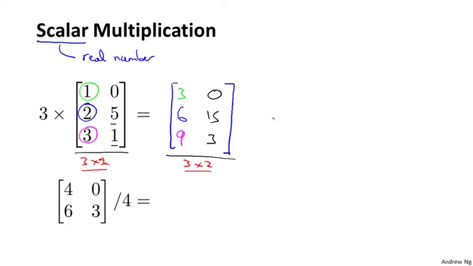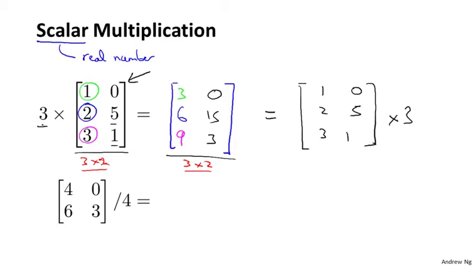Both of these are 3 by 2 dimensional matrices. And by the way, you can write multiplication either way. So I had 3 times this matrix. I could also have written this matrix 1, 0, 2, 5, 3, 1. I just copied this matrix over to the right. I can also take this matrix and multiply it by 3. So whether it's 3 times the matrix or the matrix times 3 is the same thing, and this thing here in the middle is the result.